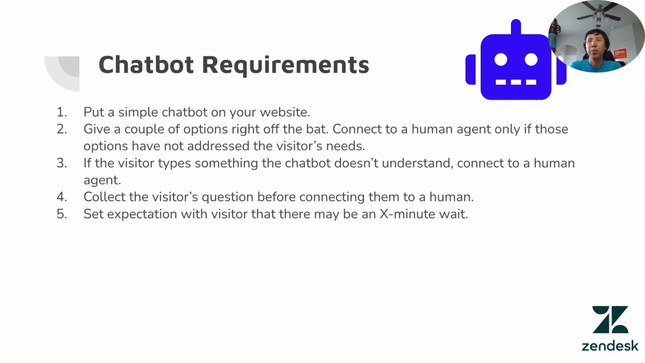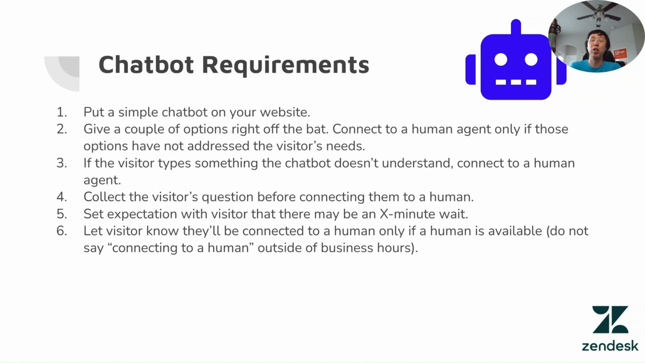or X minute wait. And then number 6, let the visitor know they'll be connected to a human only if a human is available. So what this means is we won't tell the visitor that we're connecting them to a human unless there is a human agent that is online, available, and is within business hours. So if somebody reaches out outside business hours where nobody's available, then we won't set the expectation with the visitor that we'll be connecting them to a human.